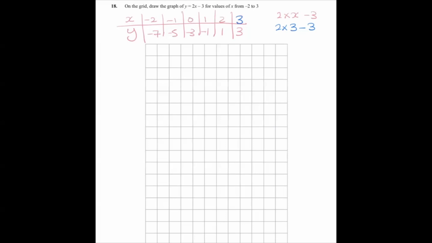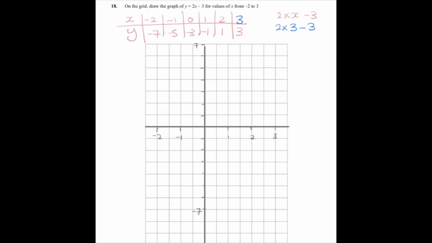Now, unusually, we don't have the grid already set up for us, and that is unusual. In all the last few years, they have been there. But if it's not, just consider what you've got to do. You've got a range of -2 to 3 for your x-axis, and then you've got to make sure you've got -7 as your absolute lowest, and then you've got your 3. So I'm going to get my axes set up first of all.